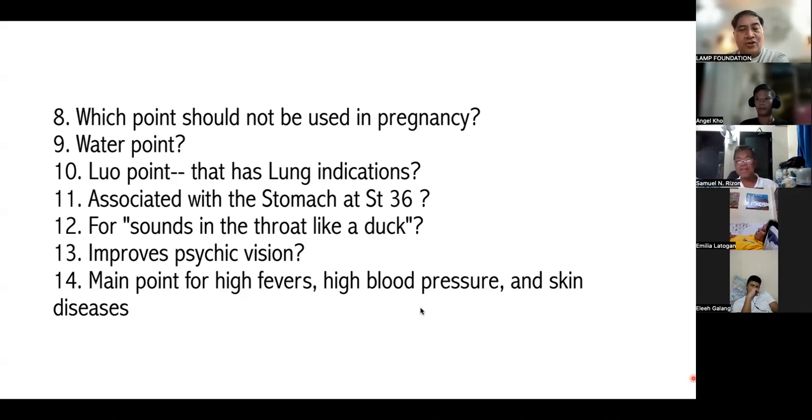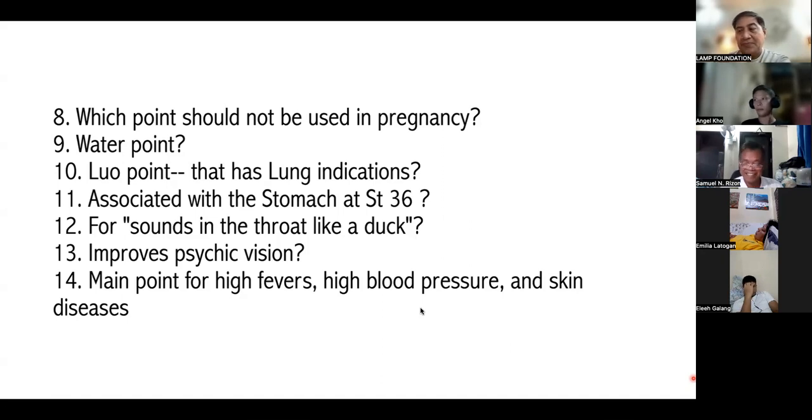Kasi tingnan mo yung position, ito na yung papasok yung balancing, remember? Nakita mo, you analyze yung position ni stomach 36. Tapos sa opposite. Yun ba, Doc, yung same polarity? Mga ganun. Nagets mo? Okay, basta, stomach 36, LI, and LI10. LI10. Very good. Okay. Now, for sounds in the throat like a duck.